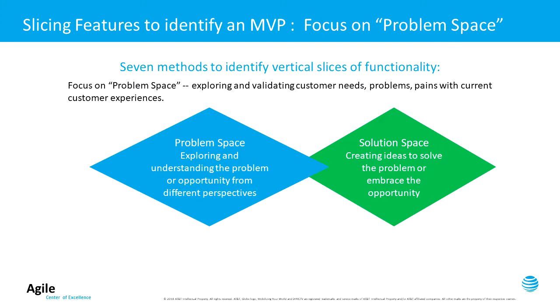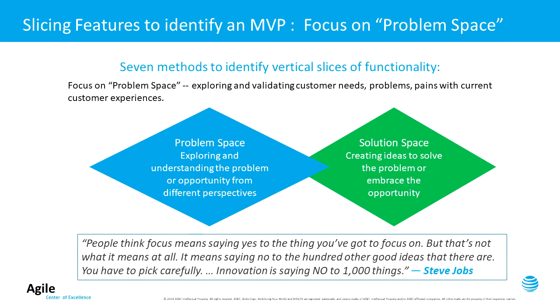The number one question before initiating any development effort is, what problem are we trying to solve? To answer that question, product management needs to spend ample time in what's called problem space, exploring and validating customer needs, problems, and pains with the current customer experience, and to do this before jumping into the solution space, which is efficiently delivering the next minimum viable set of features. Jumping too quickly into solving the problem before clearly identifying the problem leads to designs that are based on assumptions rather than facts.